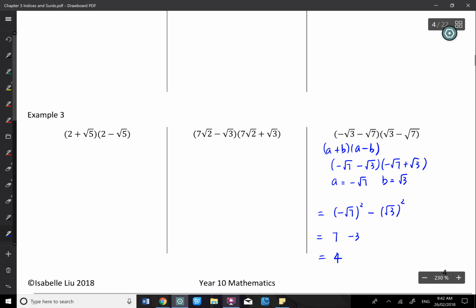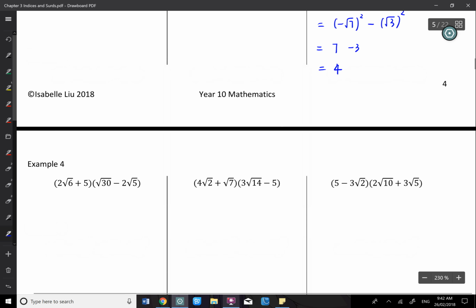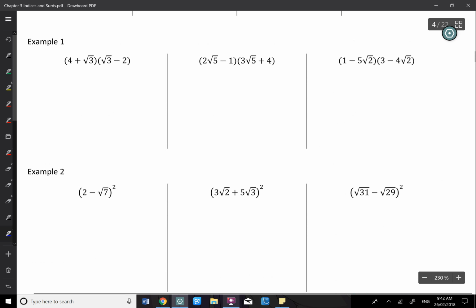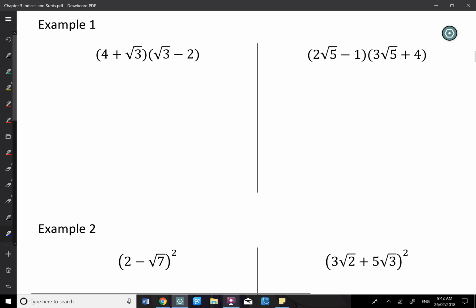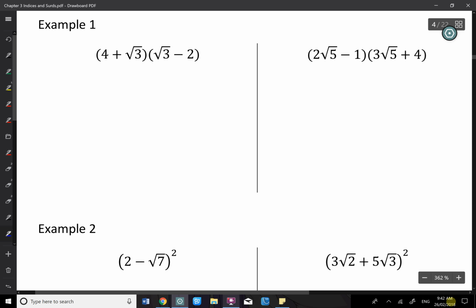Okay, what I'll do now is show you one example from each line, and then for the rest of the time you complete the 2 pages by yourself and we check answers later. Let's have a look at the first one. The first one is not a perfect square, or it's not a difference of perfect squares. So we just need to do normal expansion.